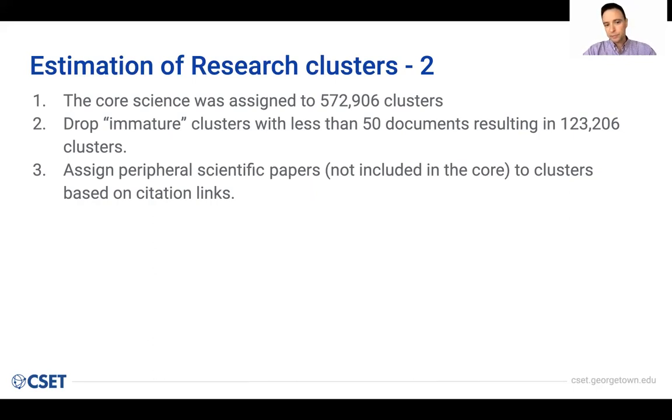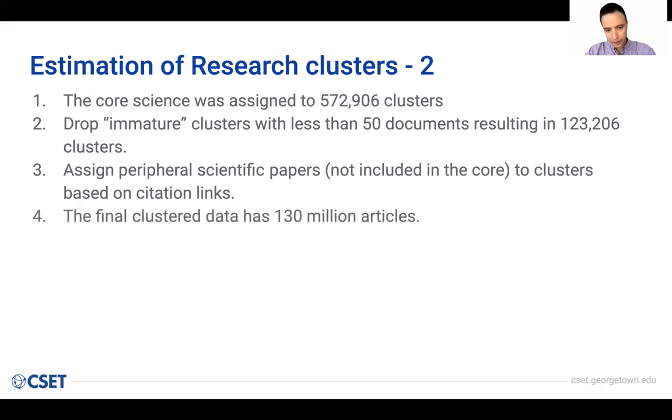Next, we take peripheral scientific papers that are not part of the core. These papers do not have 1 citation or 1 reference, or they have less than 10 references and no citations. We use the existing citation links of these papers to assign them to our clusters. And in the end, we have 123,000 clusters, which is our final dataset.